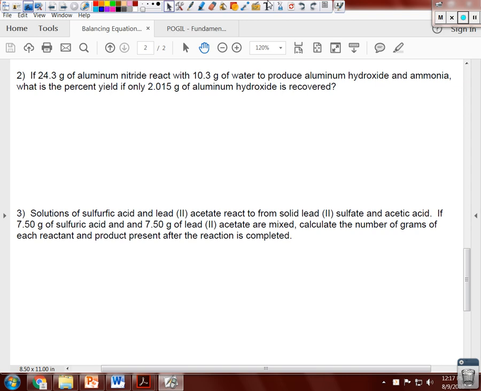Alright, so if 23.4 grams of aluminum nitride react with 10.3 grams of water to produce aluminum hydroxide and ammonia, what is the percent yield if only 2.15 grams of aluminum hydroxide is recovered? Wow, what a question. Okay, let's start with the basics. What is the minimum first thing you have to have? A balanced chemical equation. Start there. Try that. See if you can get the balanced chemical equation.